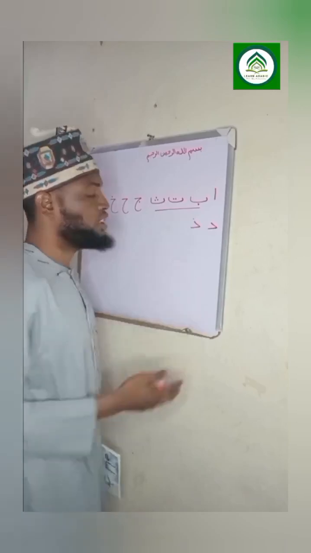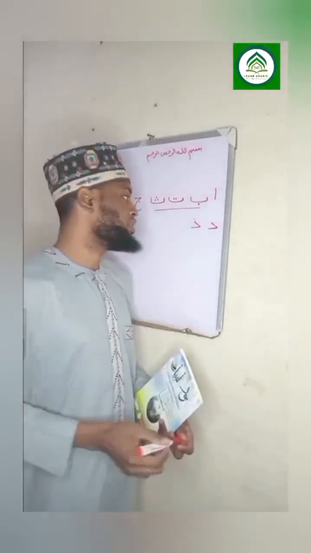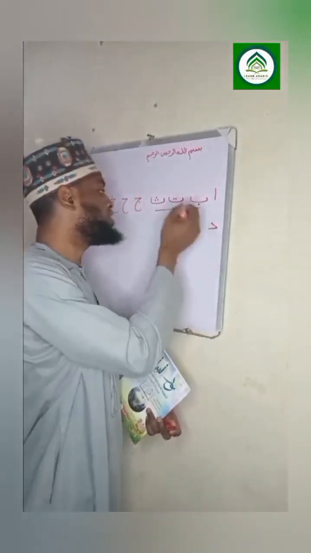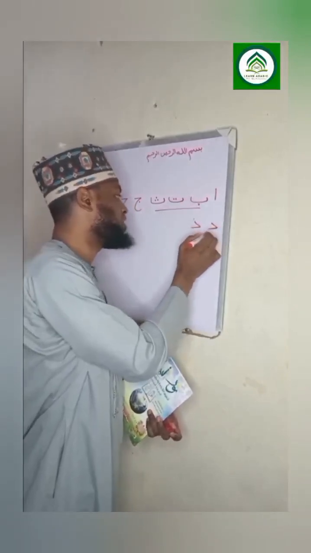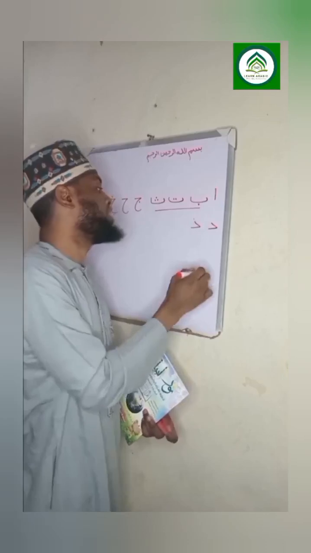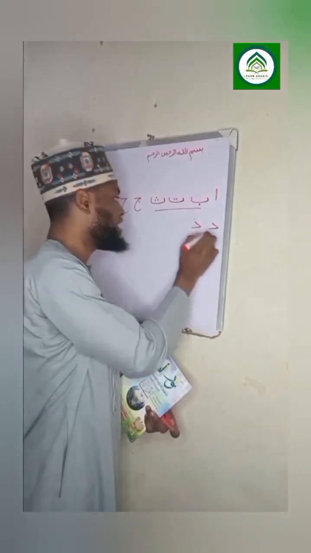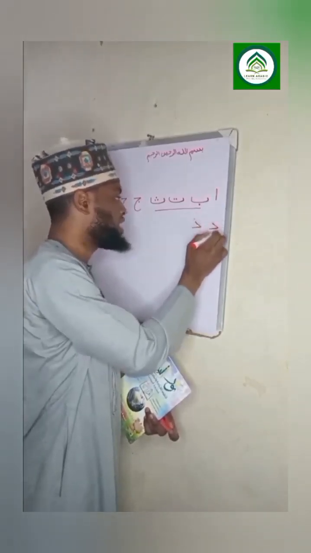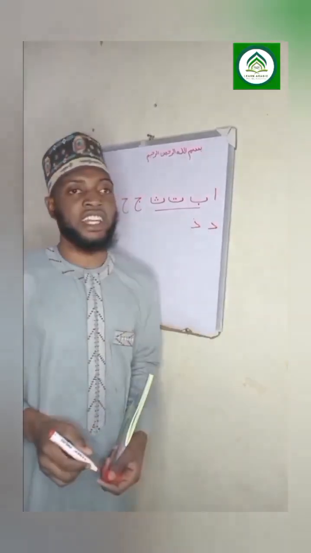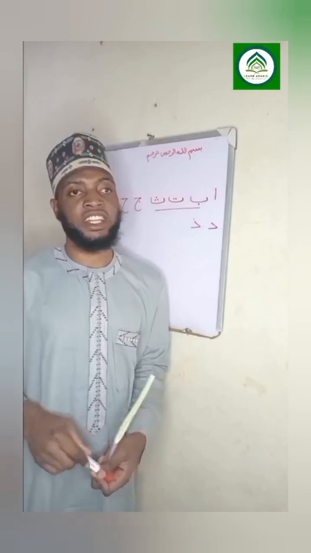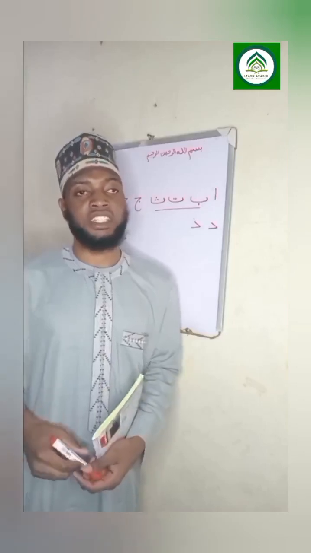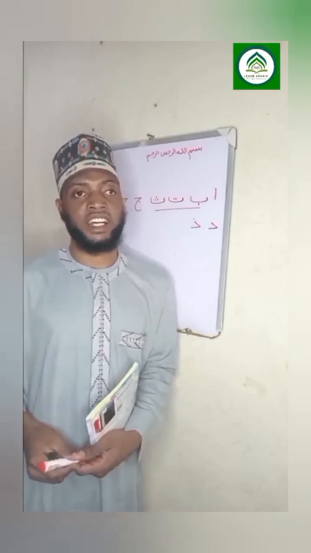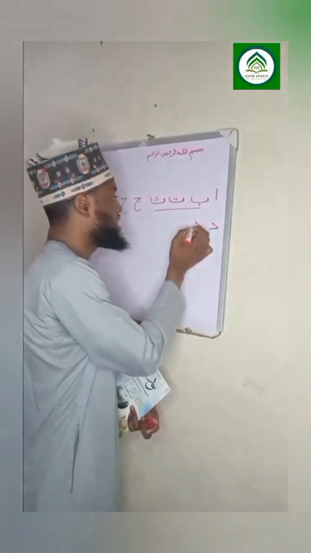These two letters look the same, just like brother and sister, but they are different in their pronunciation and their names. This one has one dot, and this one has no dot. The one that has no dot is called Dal. Pronounce it after me. Dal.